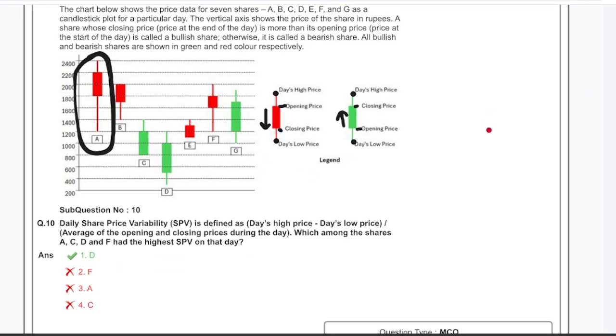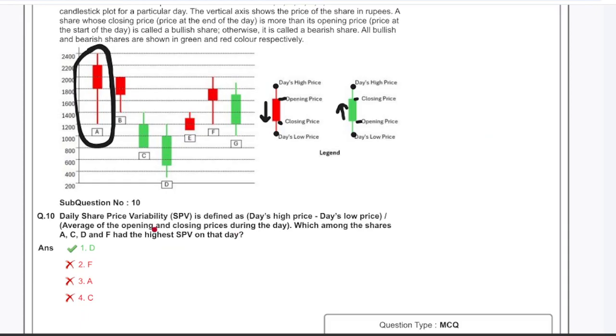Now, the first question says daily share price variability, SPV, is defined as day's high price minus day's low price, divided by the average of the opening and closing price. Which among the shares A, C, D, F had the highest SPV on that day?